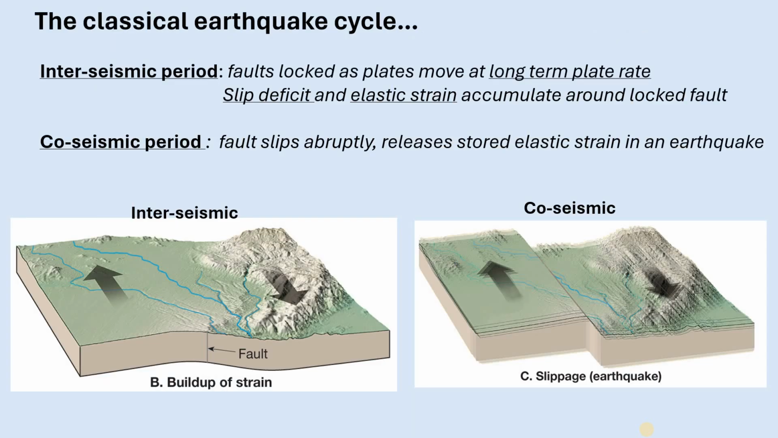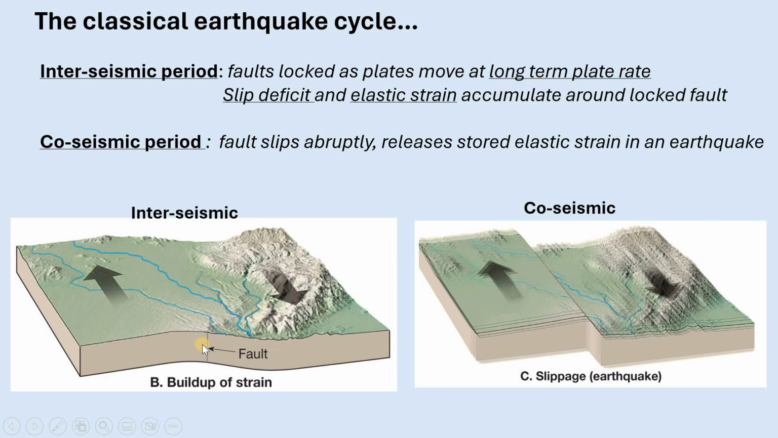So as we begin this video, I want to just quickly review the classical earthquake or seismic cycle. And this model is typically broken down into an inter-seismic period when faults are locked. Okay, so here's the fault, it's locked, and the plates are moving past each other at a slow and steady rate that we would call the long-term plate rate.